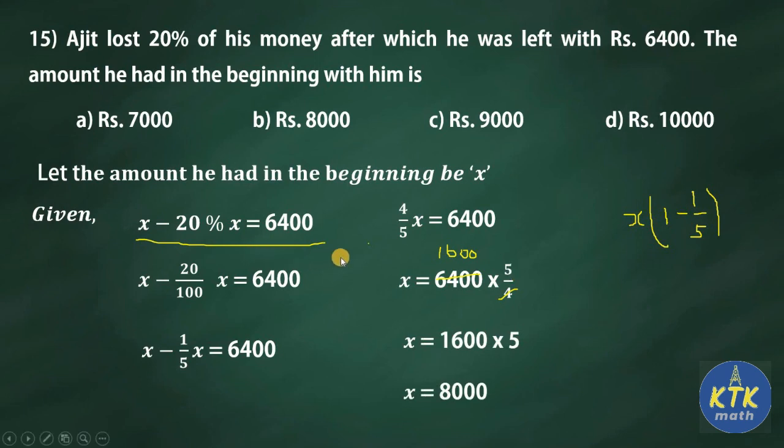So do the sums step by step. Then only you will get the answer correctly without any mistakes. Your cancellations, your transformation of fractions from left to right or right to left, whatever transformations you are doing in an equation, must be done correctly. So your answer for the 15th question is rupees 8000.